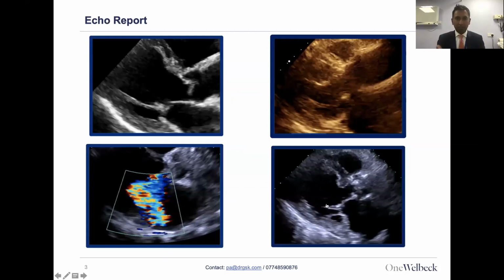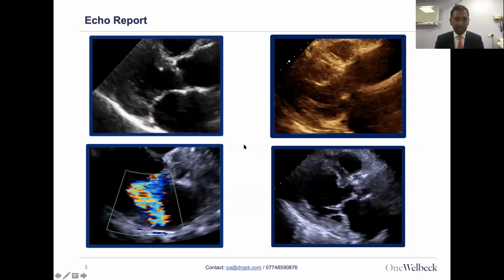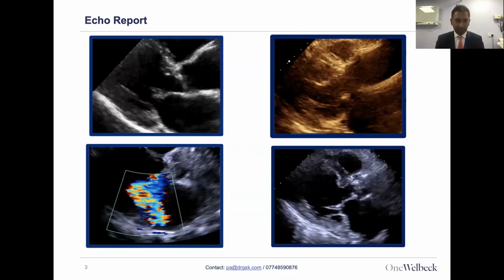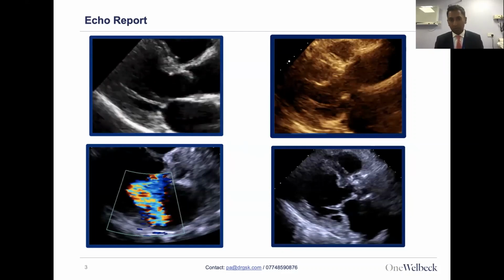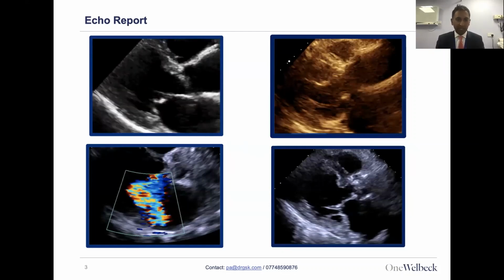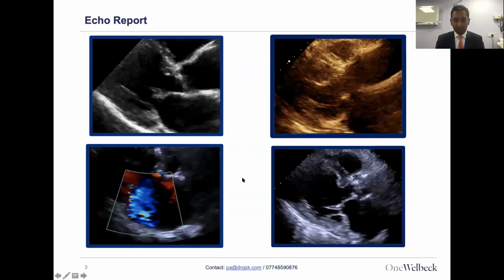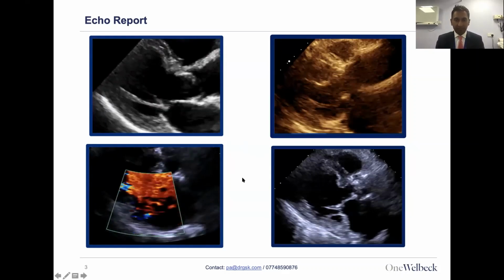So once you've done your echocardiogram, or let's say you refer, of course, to Welbeck for your echocardiogram, the echocardiogram will look something like this, and you'll get an echo report saying, good left ventricular systolic function, mildly dilated left atrium. Or alternatively, you could get something like this, showing valve disease, either significant or non-significant valve disease.